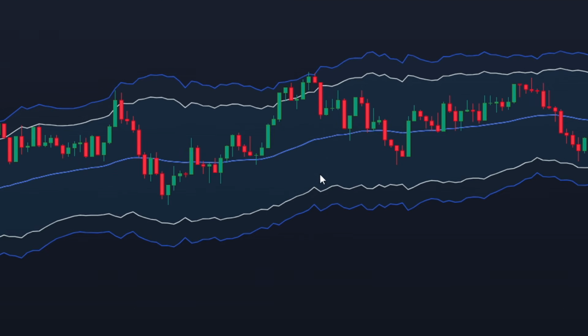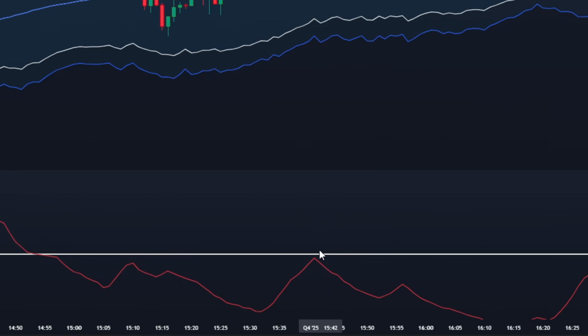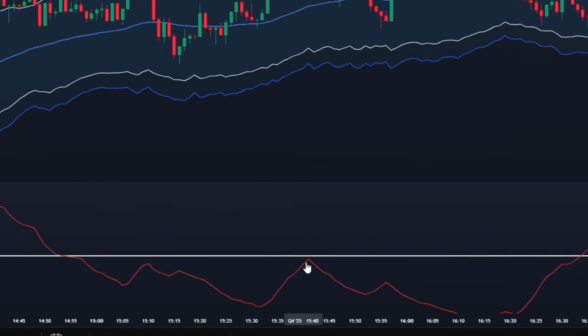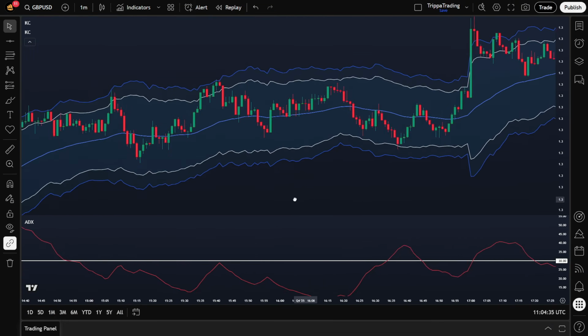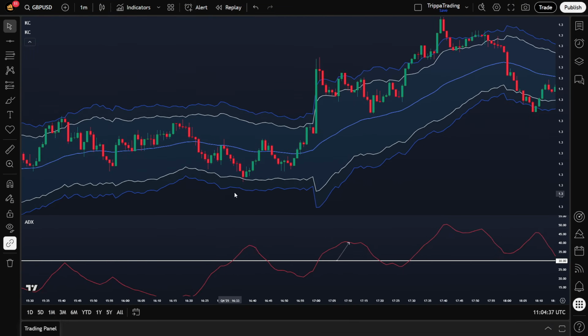The second condition is ADX. We check the ADX value at that moment. If ADX is below 30, we do nothing, even if the setup looks perfect. If ADX is above 30, that tells us volatility is strong enough, and now the reversal has a higher chance to follow through.